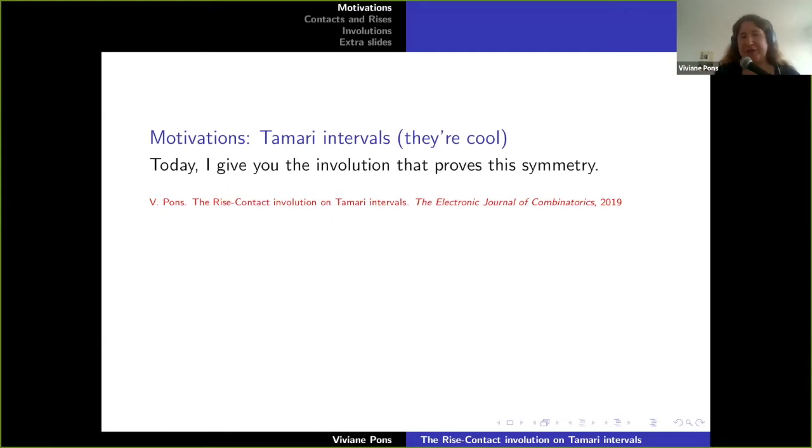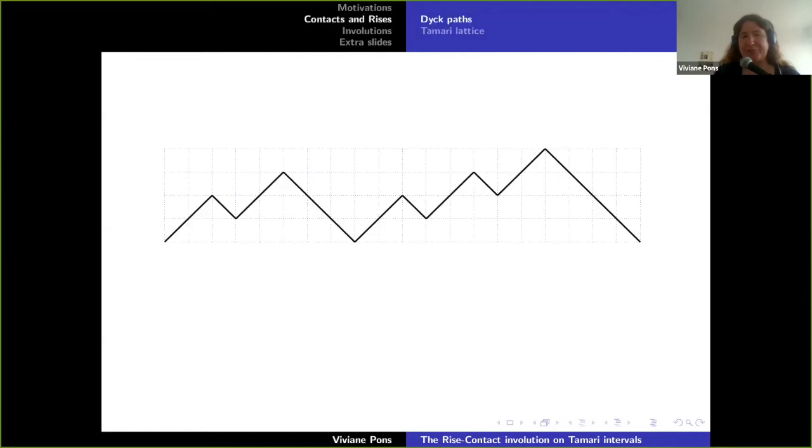But let's start with something easy. Let's start with a Dyck path. Dyck paths are objects that are quite common. They are counted by the Catalan numbers. I think we are all quite familiar with them. A Dyck path is just a path that starts at 0. It's made of up steps and down steps, and it never goes under the 0 line.